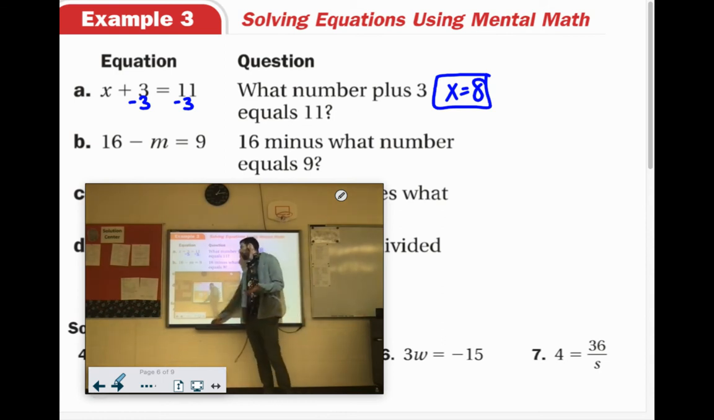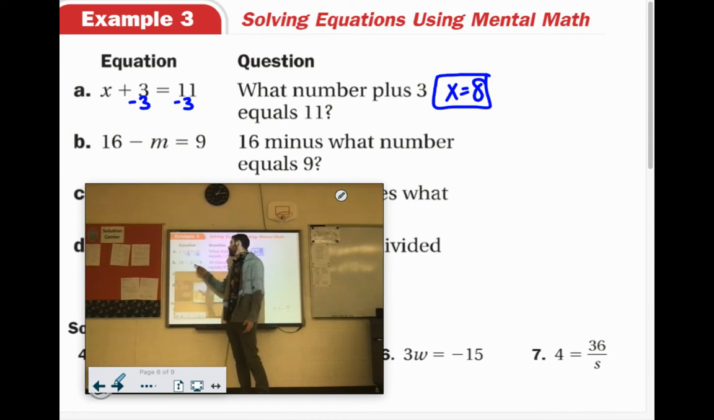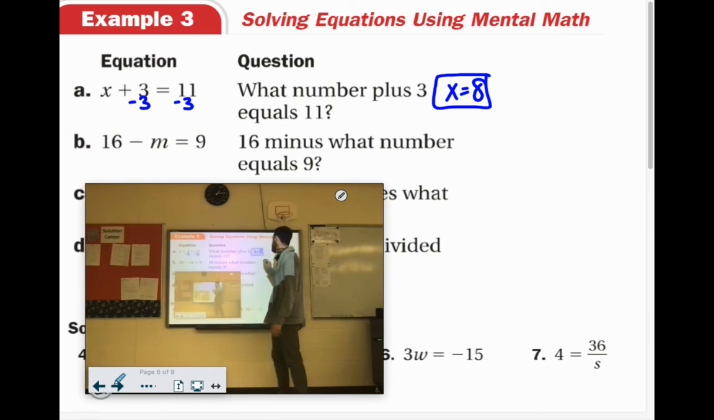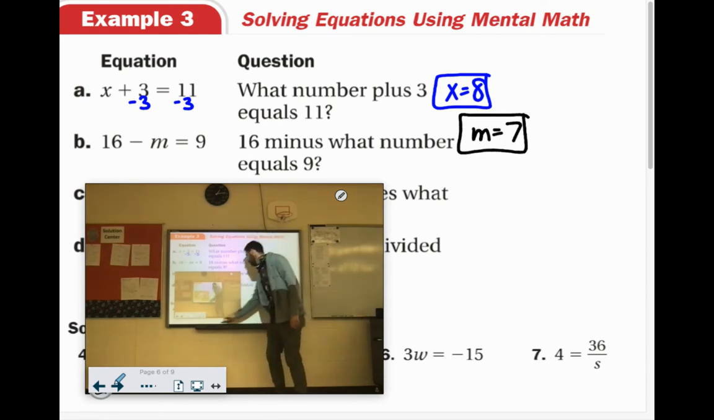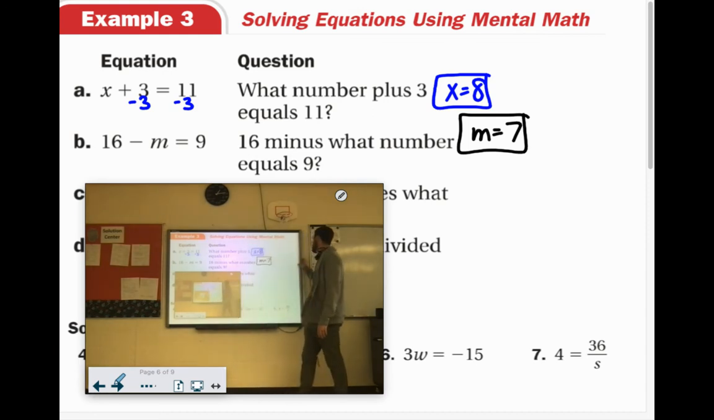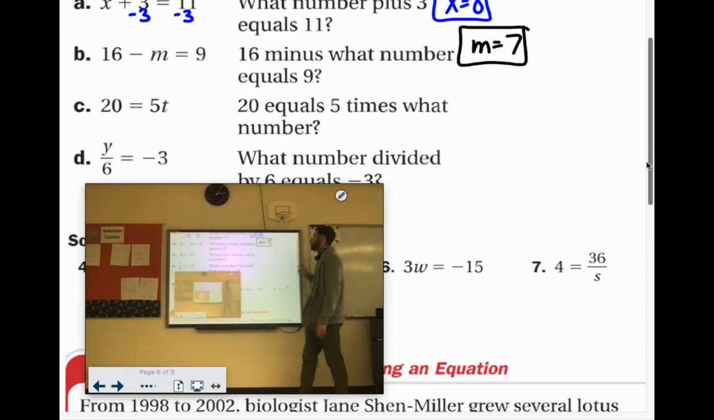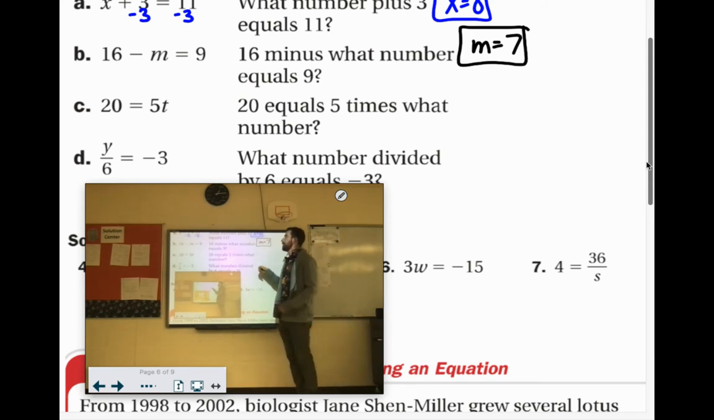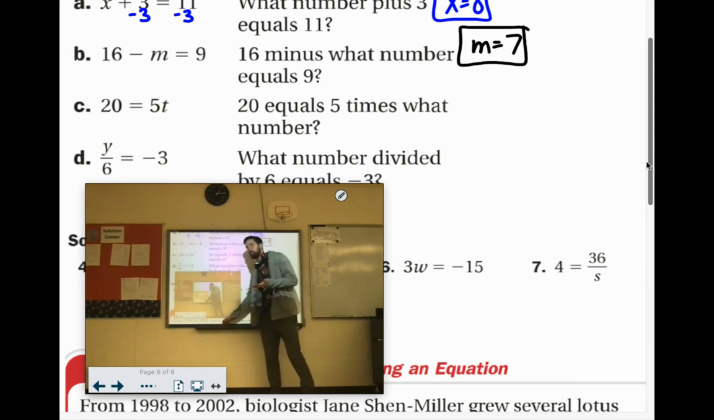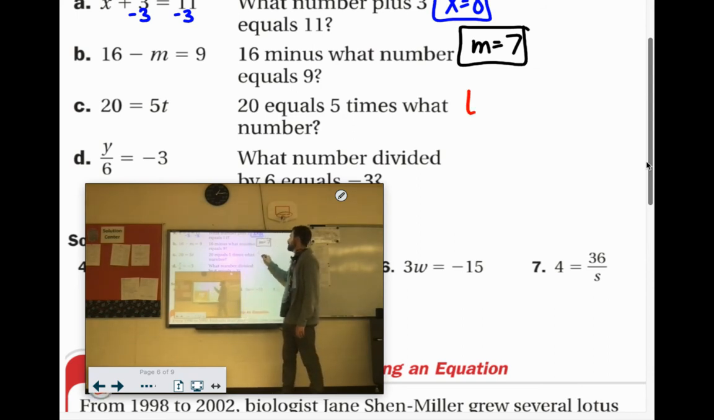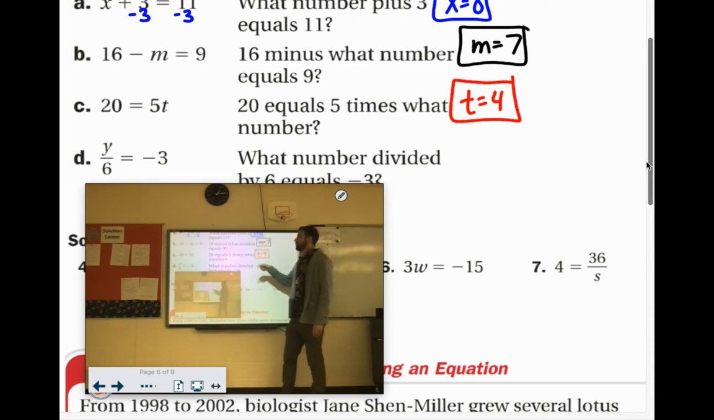So they're saying like, oh, just take some guesses. 16 minus some number would give me 9. How far apart are 16 and 9? 7. M equals 7. $20 equals 5t. So 20 equals 5 times what number? That number would be 4, because 5 times 4 is 20. t equals 4.